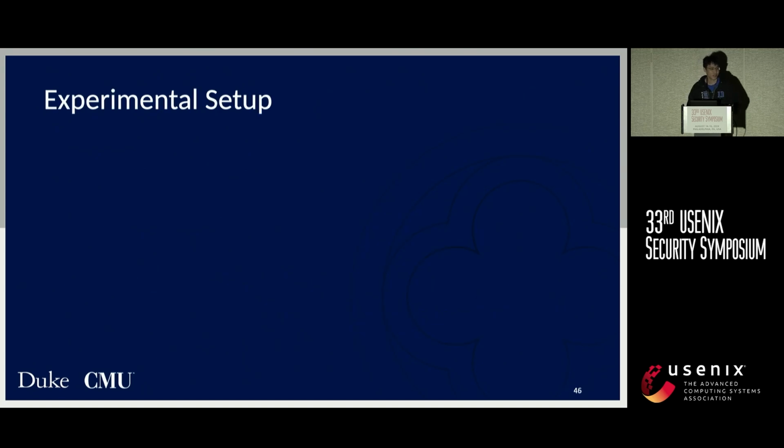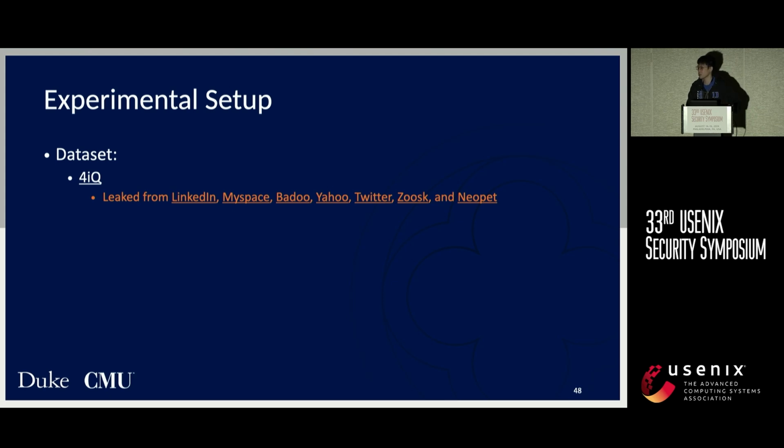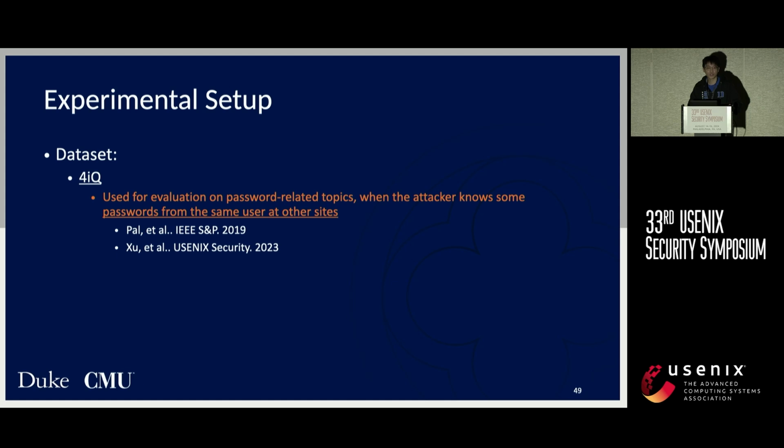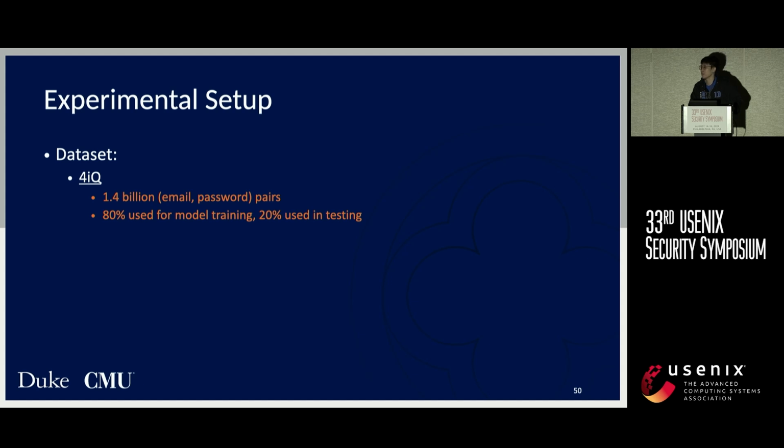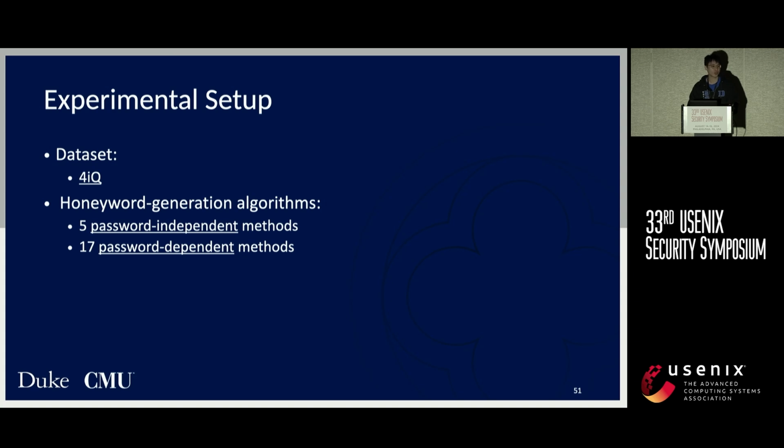Let me introduce our experimental setup. In our experiment, we consider the 4IQ dataset, which is a password dataset collected from various credential database breaches. It's widely used in password-related papers where they assume that the attackers know some passwords from the same user at other sites. It includes around 1.4 billion email and password pairs, and we use 80% for model training and 20% for testing. For the Honeyword generation algorithms, we consider 22 representative methods.